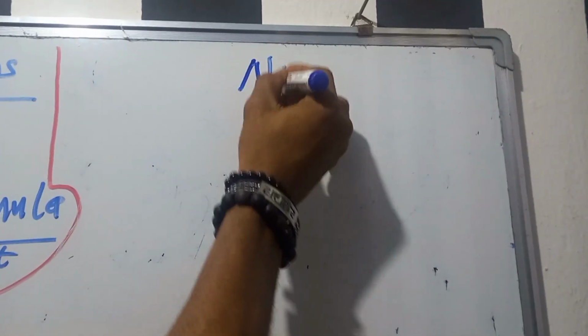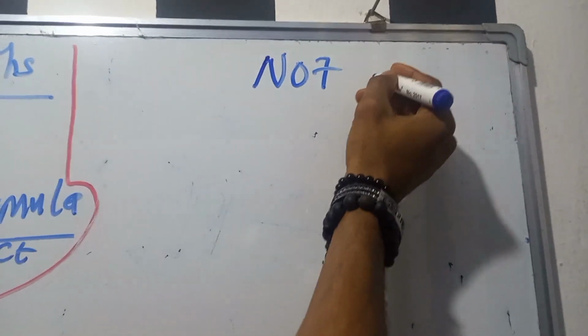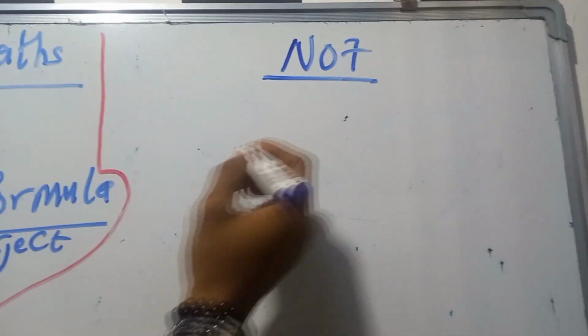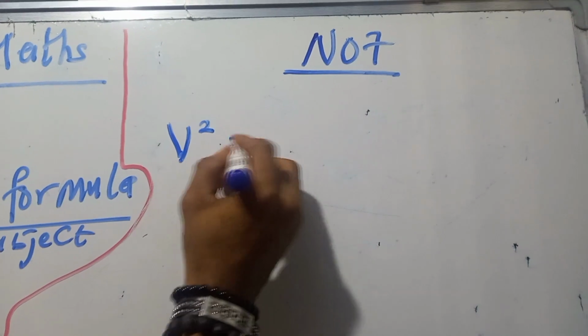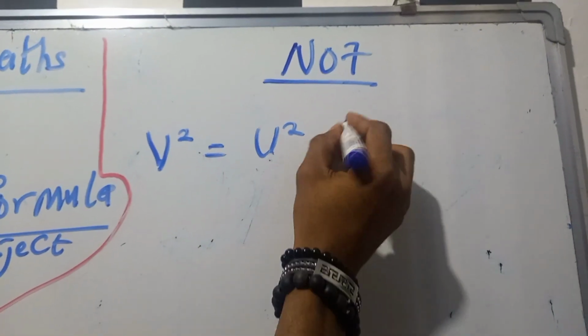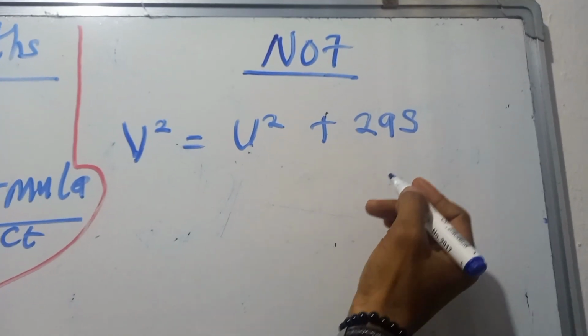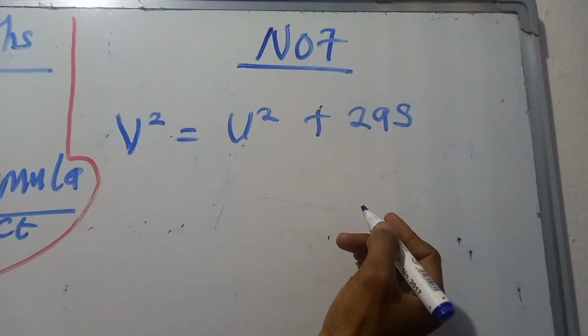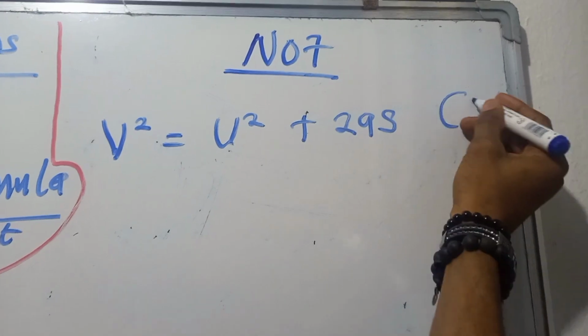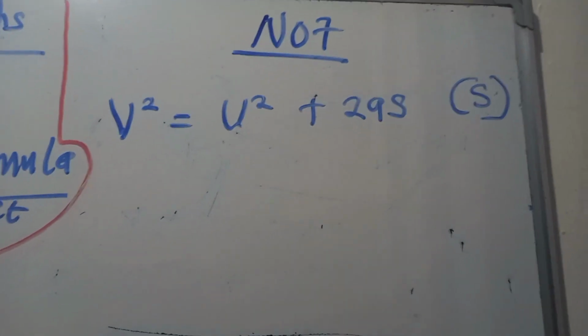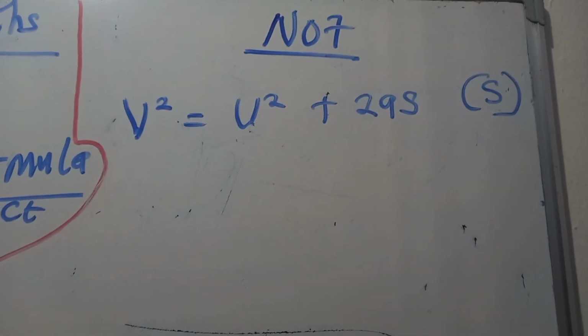So our number 7 question says: V square equals U square plus 2AS. We should make S the subject of the formula. That is the question.